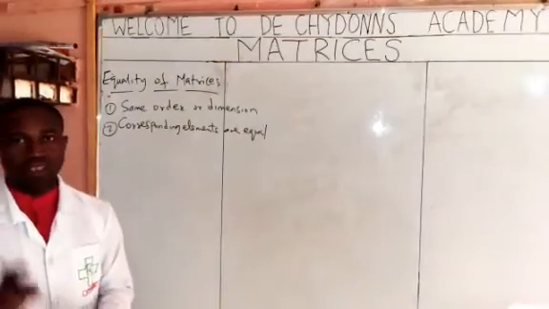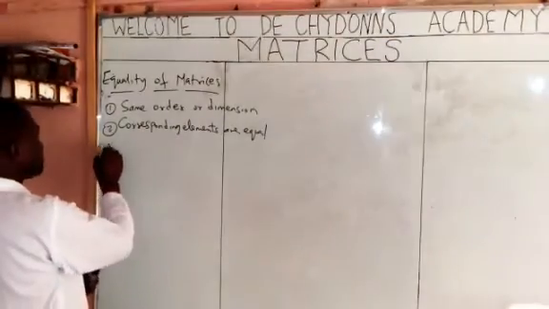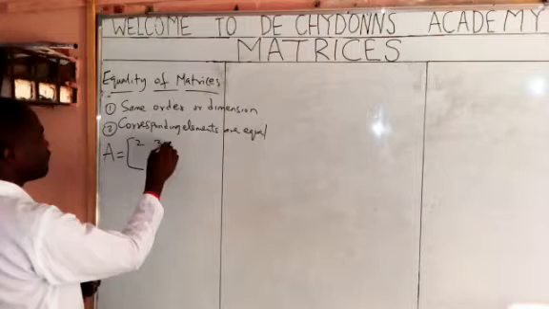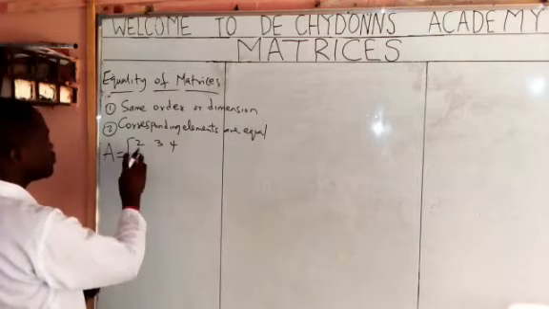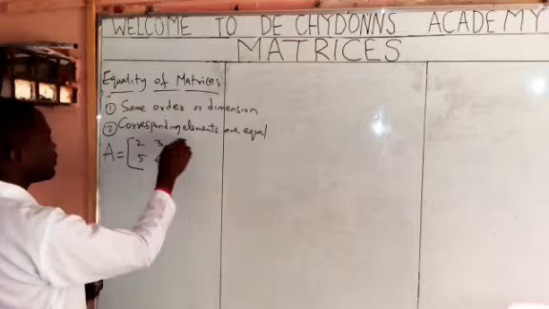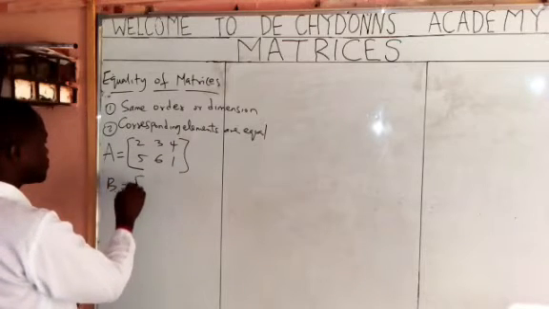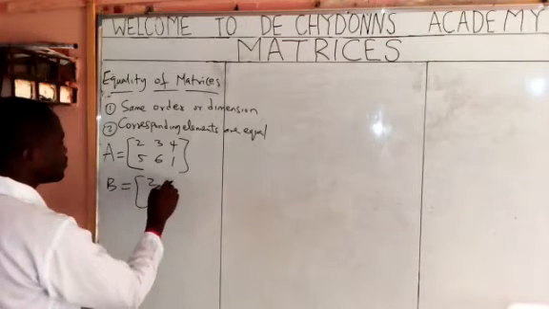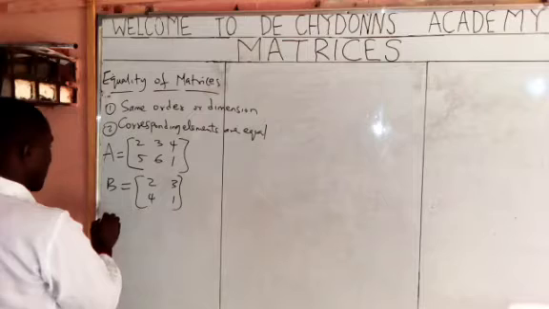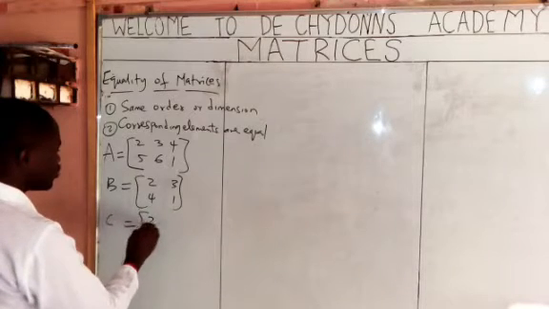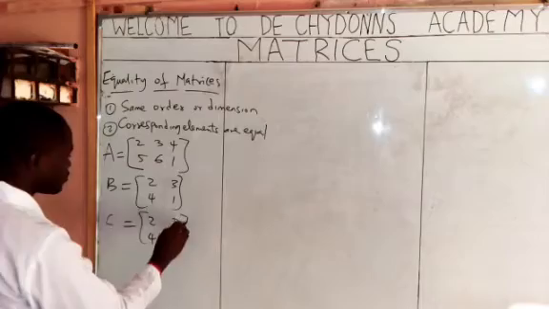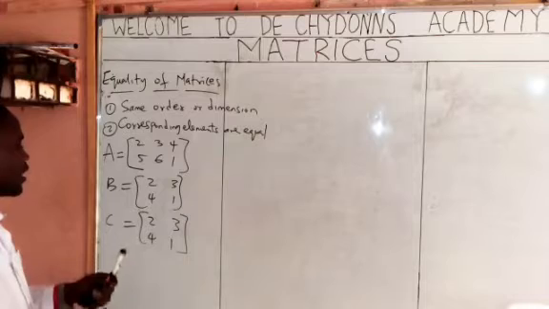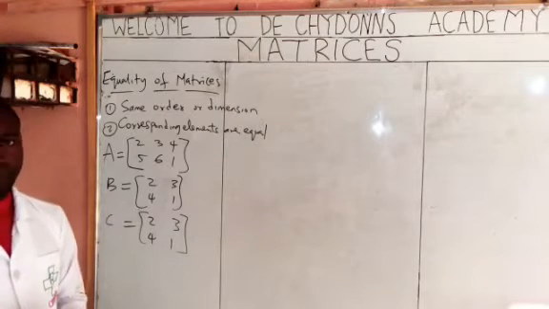Take for instance, if they say that this is matrix A, 2, 3, 4, 2, 5, 6, 1, matrix B, 2, 3, 4, 1, and matrix C equal to 2, 3, 4, 1. And they say which of these matrices you have here, which of them are equal.